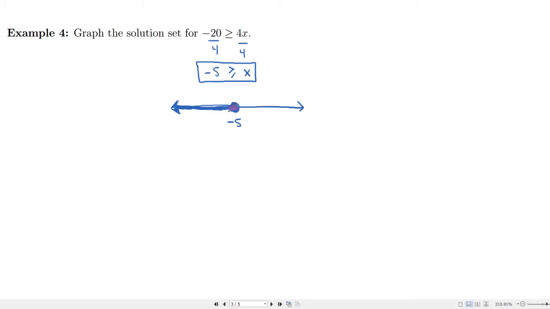Right? For example, negative 6 is over here, and negative 6 is certainly less than or equal to negative 5. Okay, and another way to write this in interval notation, well, again, once you have the graph, it's a little bit easier, but we'll have negative 5. We're going to use closed brackets here to negative infinity, and that's going to be an open bracket.